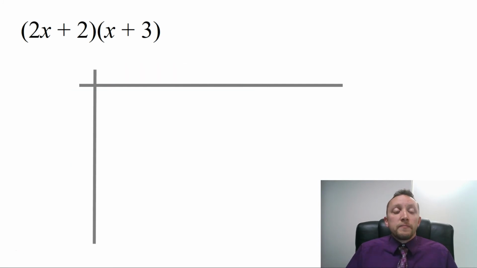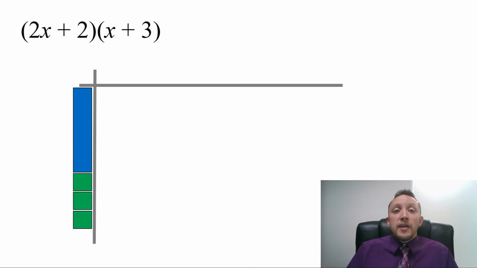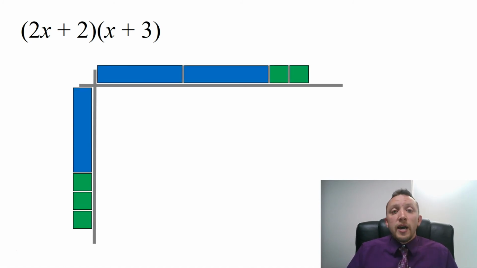Let's try another one together. This time, let's say if we have 2x plus 2 times x plus 3. Remember what I said earlier, it doesn't matter which side you put the different factors. So we could put the x plus 3 on the side this time and the 2x plus 2 at the top.